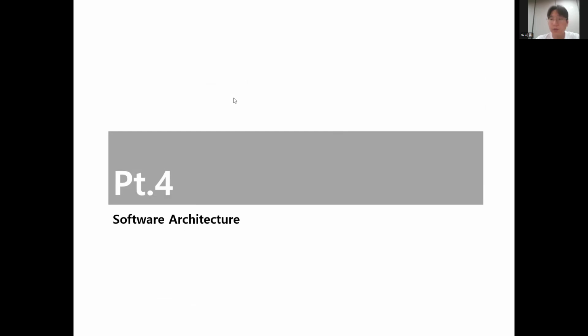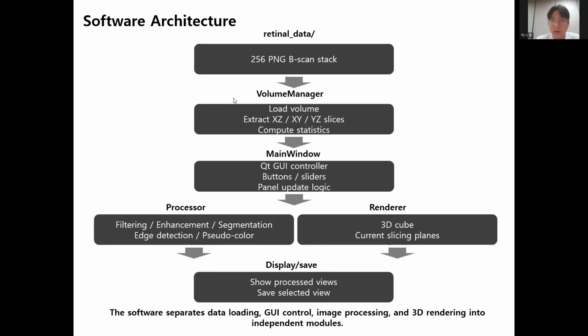Next, I will explain the software architecture. This slide shows the runtime data flow of the software. First, the retinal data folder provides the 256 PNG B scan stack. Volume Manager loads the images, manages the 3D volume, extracts XZ, XY, and YZ slices, and computes basic statistics. Main window works as a GUI controller.